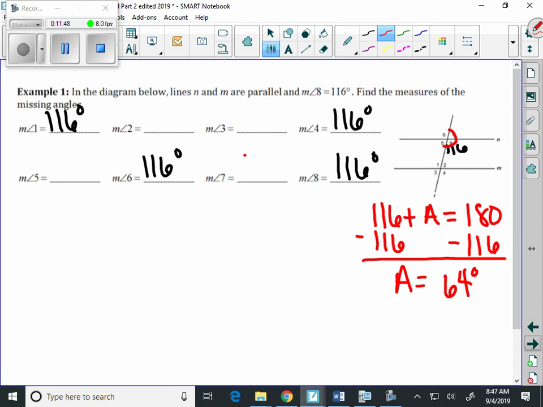It's 64 degrees. If we take a look at the rest of these, angle 7 is on the top of the parallel line and to the right. Angle 2, which is a corresponding angle, is on the top of the parallel line and to the right. So this is 64 degrees.